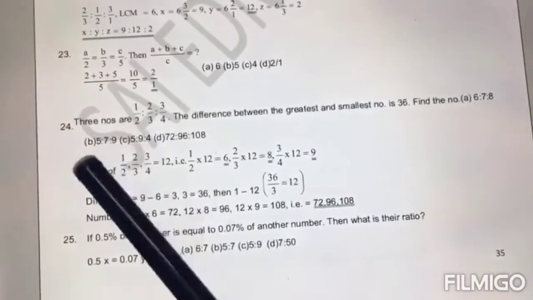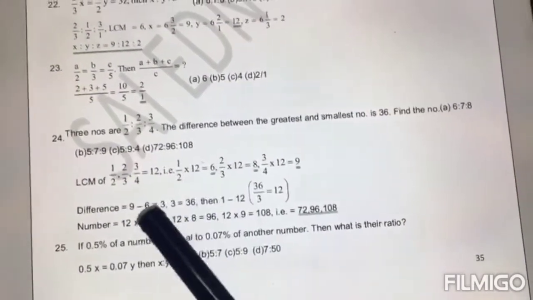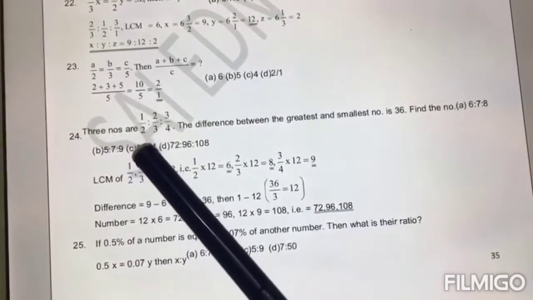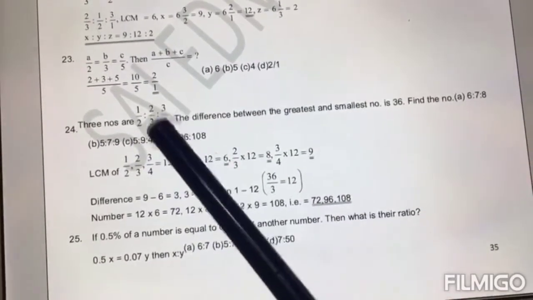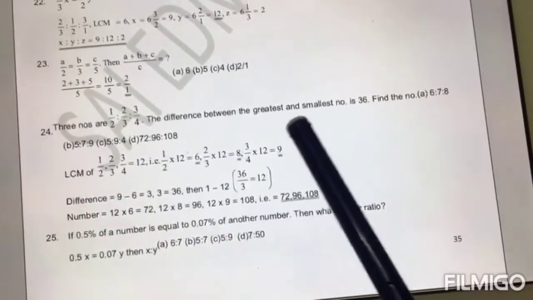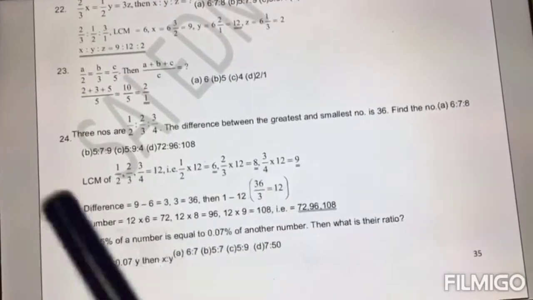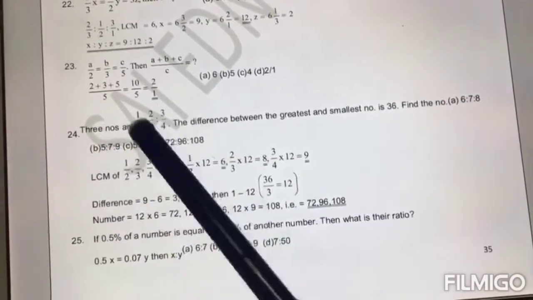Okay, number 24 is an important question because we have not seen anything like it before. Three numbers are 1 by 2 is to 2 by 3 is to 3 by 4. The difference between the greatest and the smallest number is 36. Find the numbers. Okay, very important question. First, find the LCM of all these three ratios. What is the LCM? It is 12.